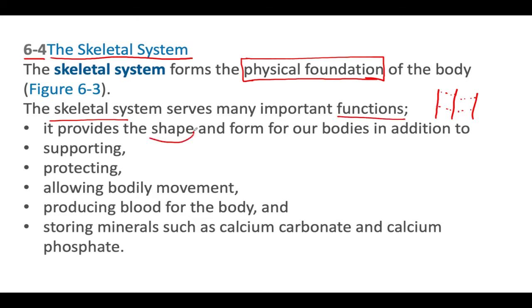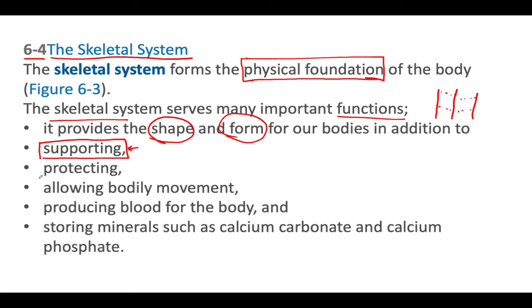It provides the shape and the form for our bodies, and in addition to that, what else does it do? It supports, because a lot of things are connected to the skeletal system, to the bones, and primarily we have the skeletal muscles, which help in moving the joints and allow us to have certain strength to be able to stand still. And so a lot of that type of supportive elements are part of the skeletal system.